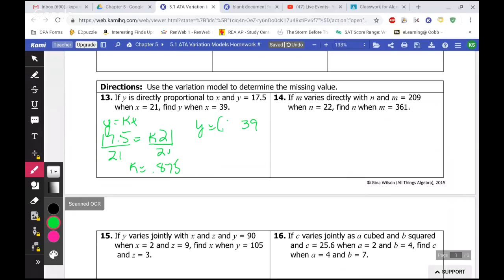So now find y when x is 39. So you're going to plug in 0.875. And so y equals... what did you get? I'm still writing it down. Okay. I'm going to get out my calculator.